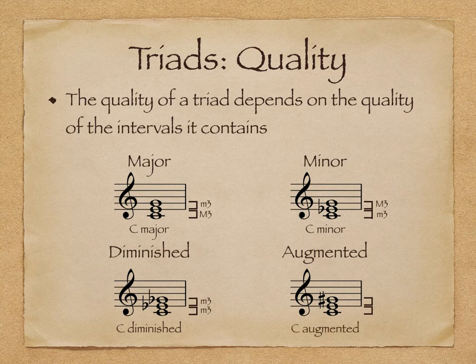Finally, the augmented triad is made up of stacked major thirds. The augmented triad is the rarest of the 4 triad qualities, but it's important to know how to construct one. Listen to the 4 triad qualities in the order that I discussed them.